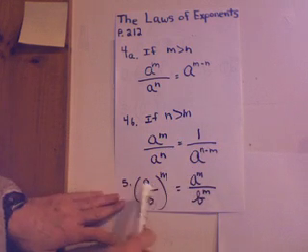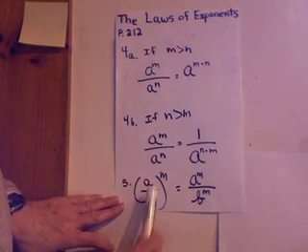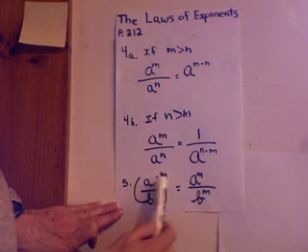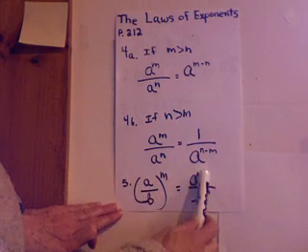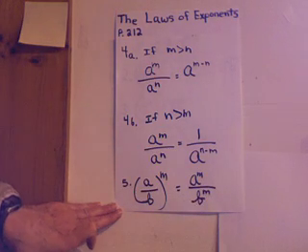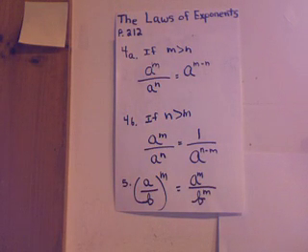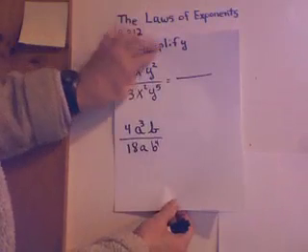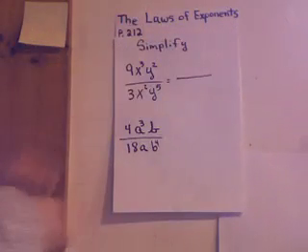The last rule is a over b, the whole quantity to the exponent m, and that can distribute to both things, a to the m over b to the m. So, there are the exponent rules. Now let's see if we can use those to reduce some fractions. I'm doing some samples that are going to be like page 212.